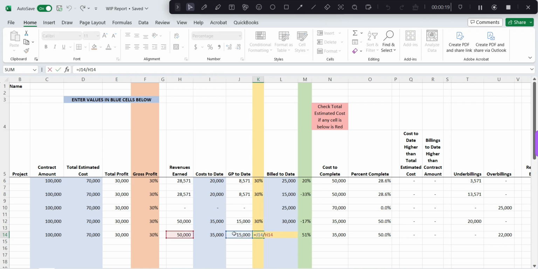That again is just the 15,000, which is revenues earned minus cost to date, divided by total revenues earned. That agrees to your estimate.